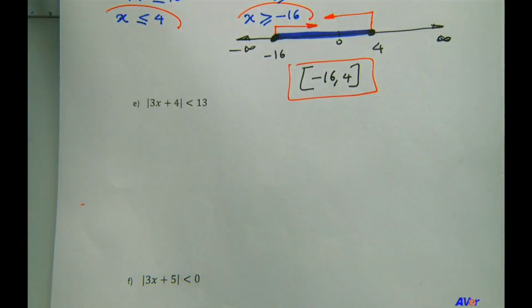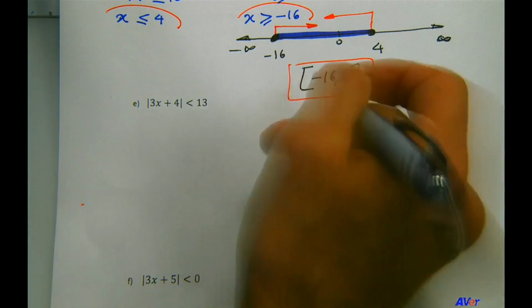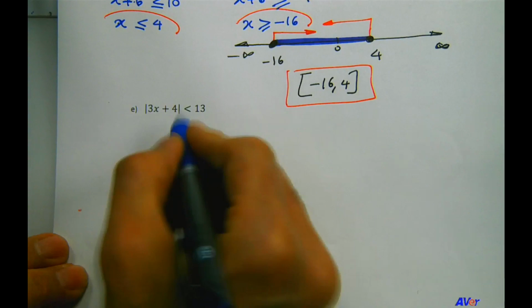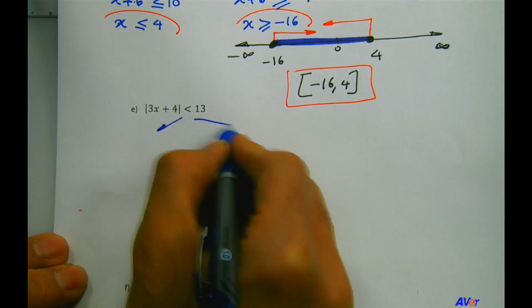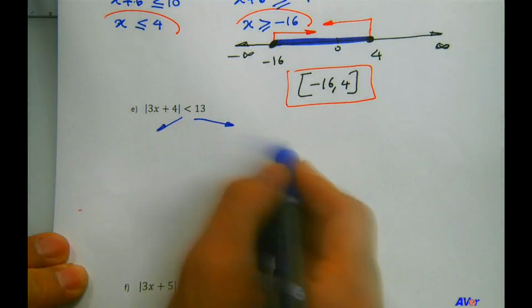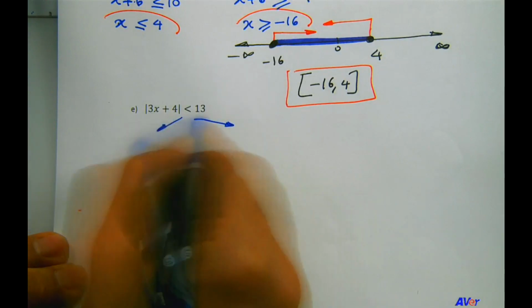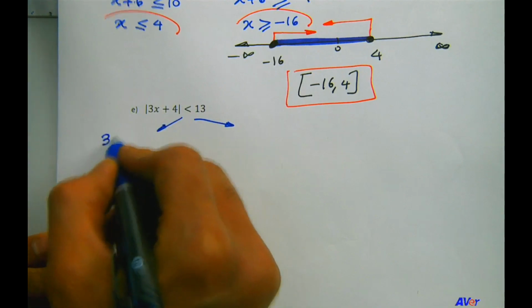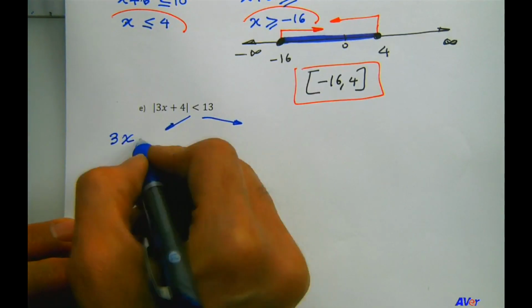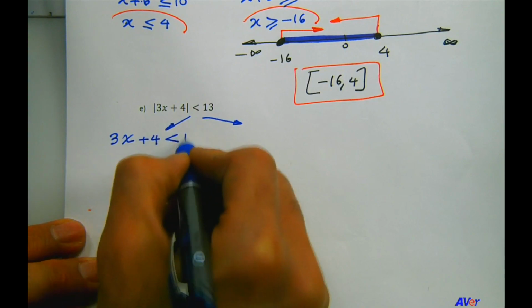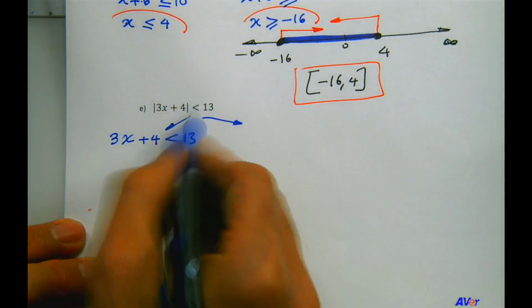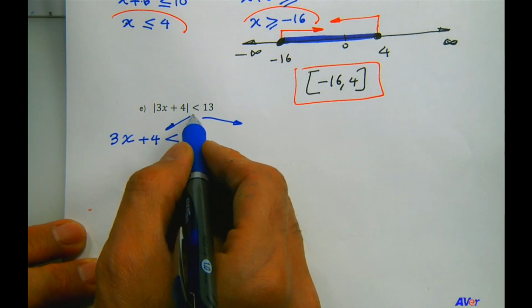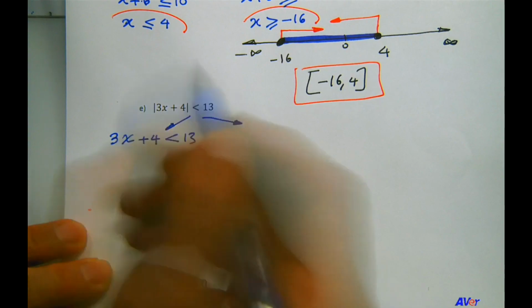This one, so I hope that agrees with what you got on your own paper. So this one, same story, right? We're going to have to remove the absolute value to solve this. And when we do that, we end up with two solution paths. One solution path is the same thing without the absolute value bar. So 3x plus 4 less than 13. Notice this side cannot be equal to 13, right? That's what we call strict inequality. So that's one of the solution paths.